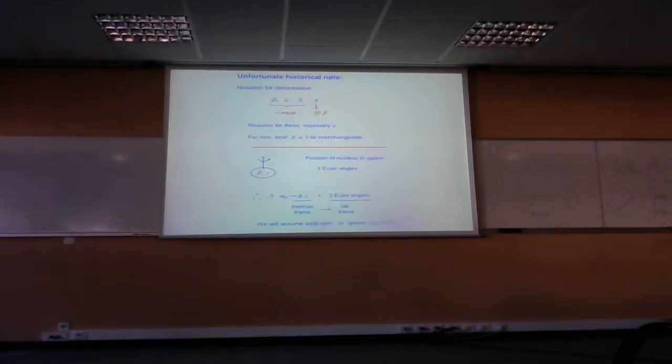Okay, so for a nucleus, we have 2 shape parameters, beta and gamma. We're going to ignore gamma today. Beta is the quadrupole deformation, and you have the 3 Euler angles, which tell you the orientation of this nucleus in space. As I said, we're going to assume that the nucleus is actually symmetric.